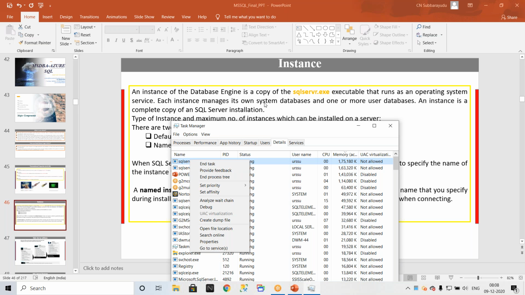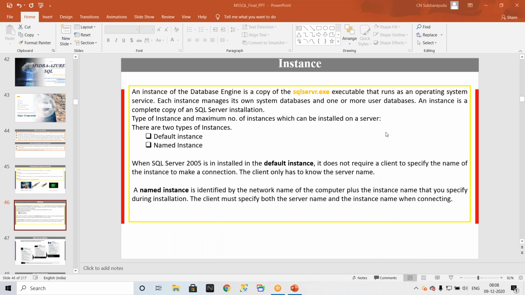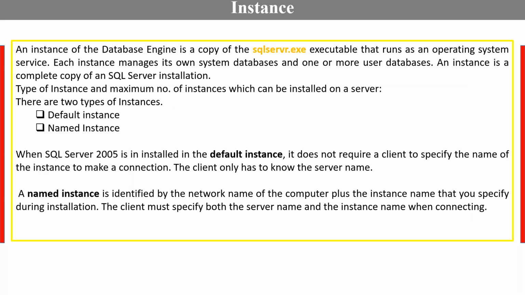Each instance manages its own system objects and one or more user databases. Every instance is a unique user, with no dependency. On one laptop, server, desktop, or any VM you created on Azure, you can install different versions, 2014, 2016, 2017, 2019, on one machine. Up to 50 instances can be installed on one server: one default and 49 named instances.